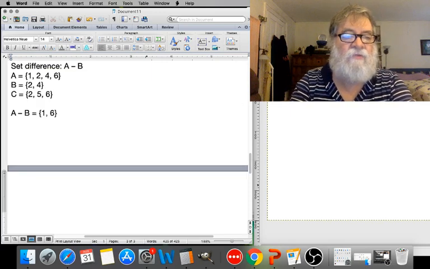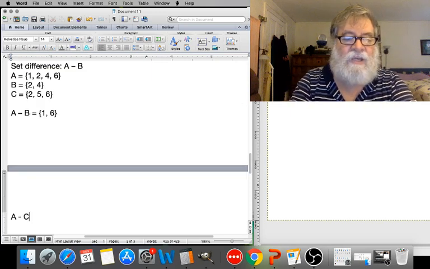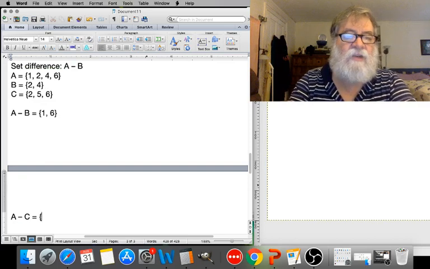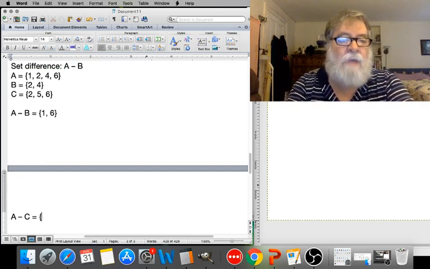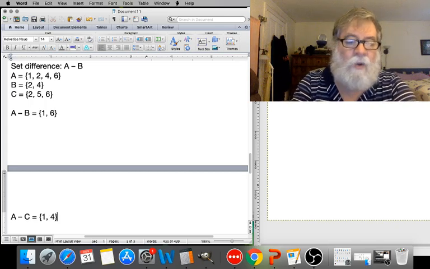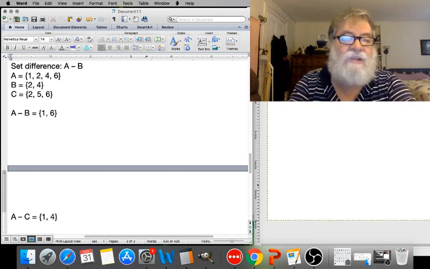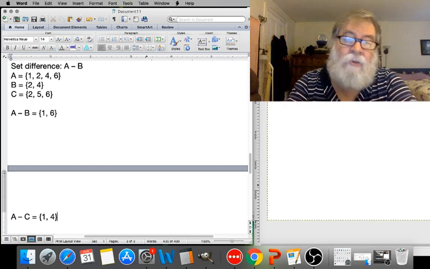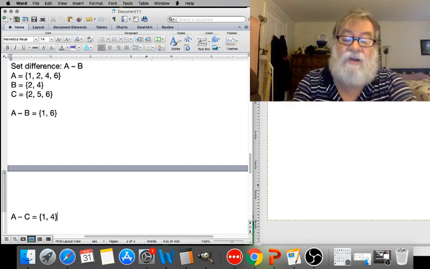That seems clear enough. What's A minus C? Well, it's the same idea. You take A, 1, 2, 4, 6, and pull everything in C out of it, so 2 and 6 get eliminated, leaving only 1 and 4. What I want you to notice is that there was no 5 to be taken out, so it does not affect it at all. You don't put 5 back into A, you just leave it out altogether.